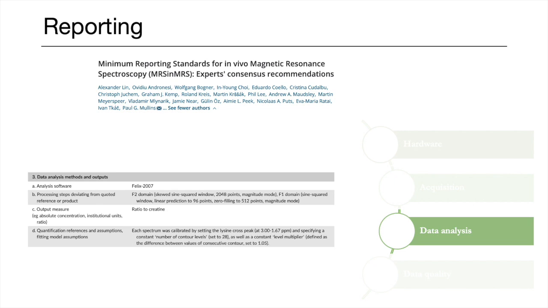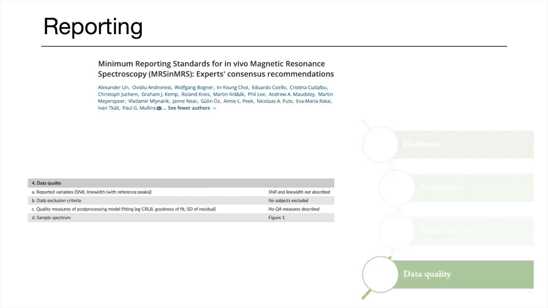Report how data are analyzed, which software is used, which analysis steps have been taken, and how quantification was performed. And finally, provide the information from your quality assessment. Importantly, show as many spectra as you reasonably can, at the very least one representative spectrum, but better, all of them.